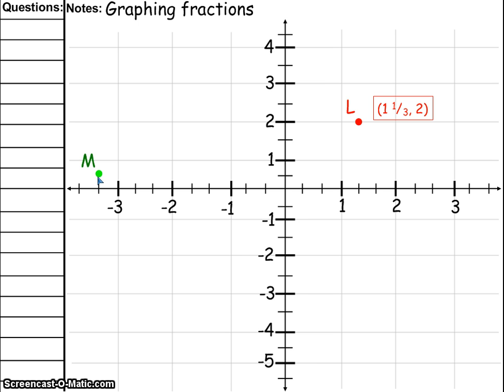So where it is located on the x-coordinate is -3 and 1/3. And it goes up our y-axis to this point. It does not quite cross the whole number 1, so that means it's less than 1 whole, so it's just a fraction. And it's right there at half. So the location of point M is -3 1/3, 1/2.